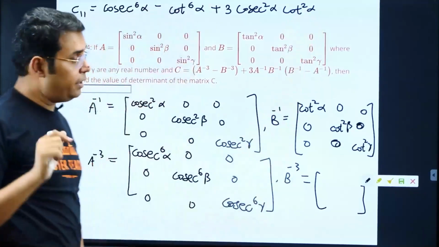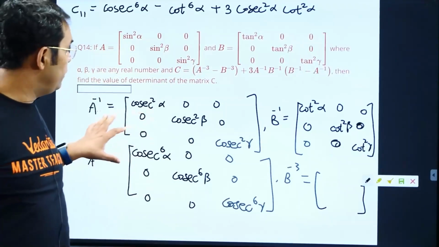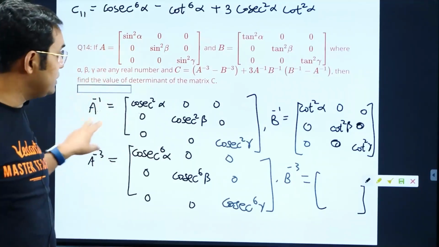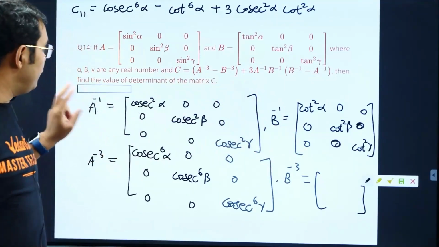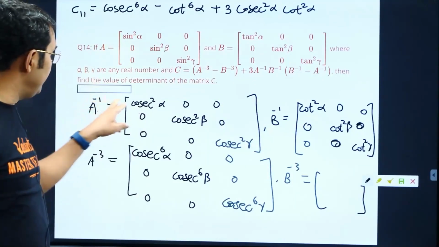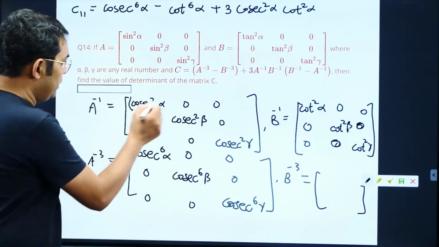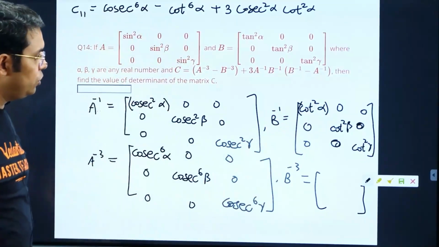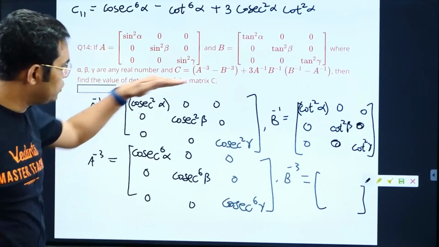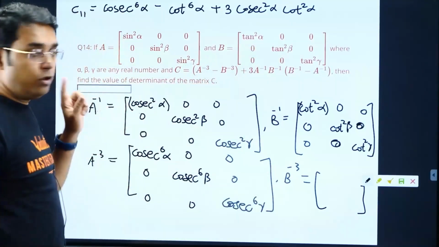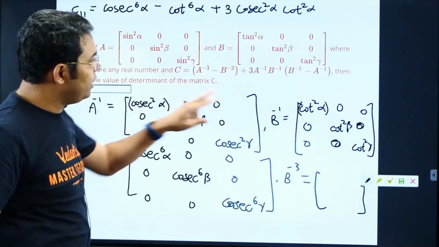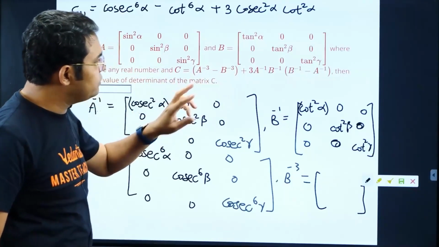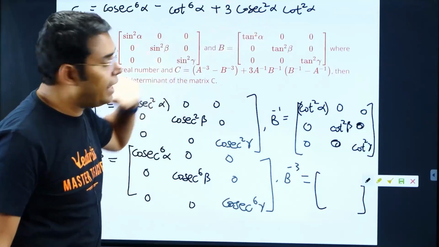Yes, one more thing that I should have told you before: when you multiply A power minus 1 and B power minus 1, because they are diagonal elements, you will find the 1 element will be the multiplication of respective 1 elements, and all other elements will be 0, 0. You can check when you multiply first row with the first column, your first element will be cosecant square alpha, cot square alpha, other elements will be 0, 0. So for A power minus 1, B power minus 1, it will be like this only.